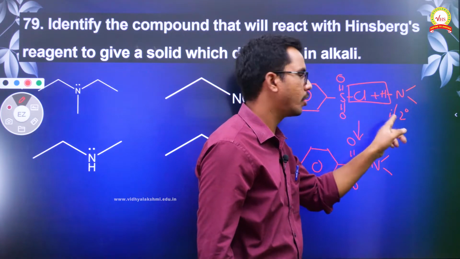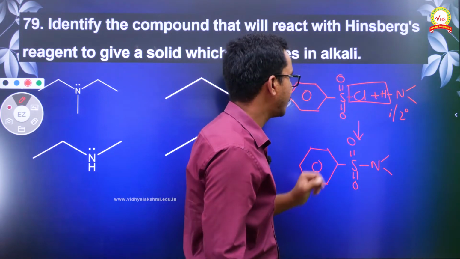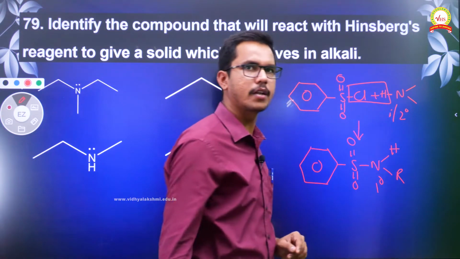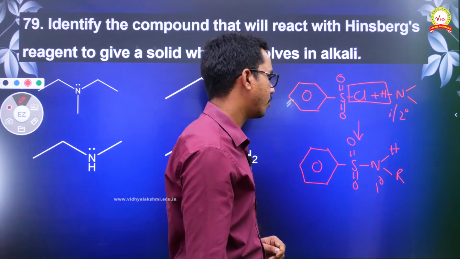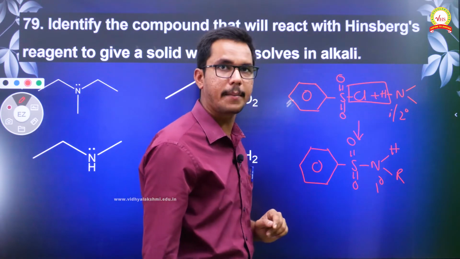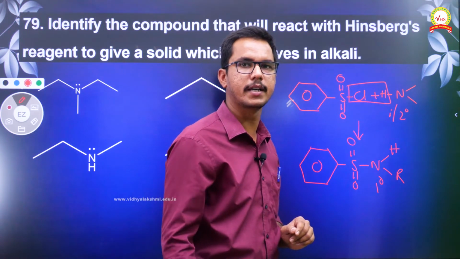If we have one hydrogen, that is going to be secondary, we know, right? Now, if it is a primary one, we'll have one extra hydrogen along with the alkyl group over there. Now, the first step is over, in which the amine reacts with the Hinsberg reagent.